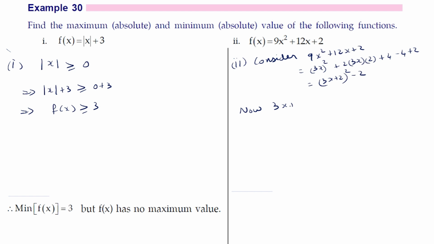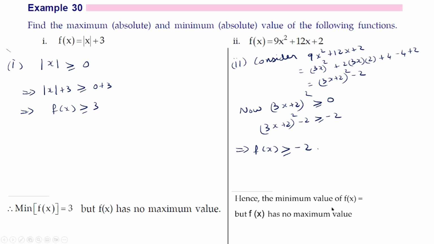Now we can see that (3x + 2) the whole square is greater than or equal to 0. So (3x + 2)² − 2 is greater than or equal to 0 minus 2, which is minus 2. So this (3x + 2)² − 2 is nothing but f of x. This implies f of x is greater than or equal to minus 2. So here again, the minimum value of f of x is equal to minus 2. But f of x has no maximum value.